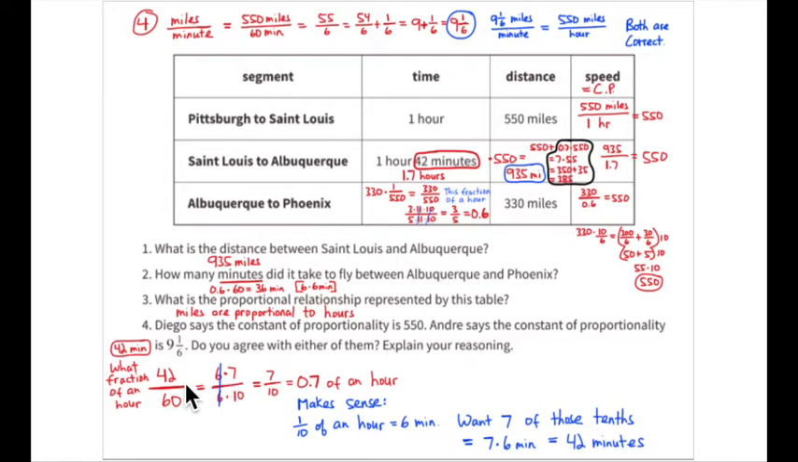6 times 7 is 42. 6 times 10 is 60. The 6 divided by 6 is equal to 1. So it simplifies to 7/10, and then you can write that as 7/10 of an hour. And that makes sense because 1/10 of an hour, if an hour is 60 minutes, 1/10 of 60 minutes is 6 minutes. And you need 7 of those tenths. So 7 times 6 is equal to the 42 minutes.